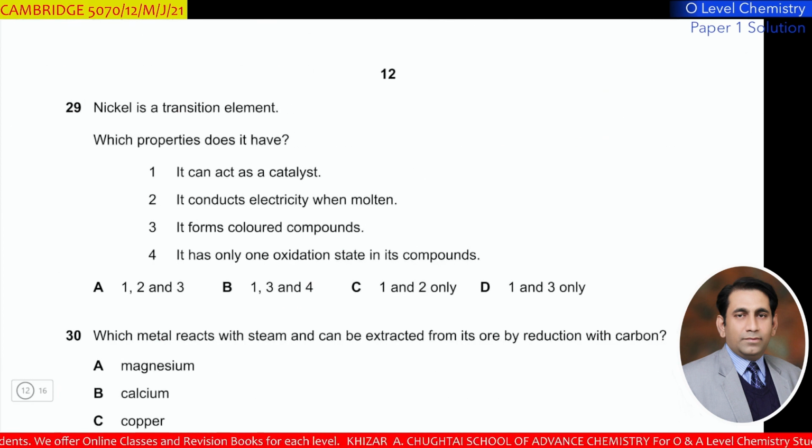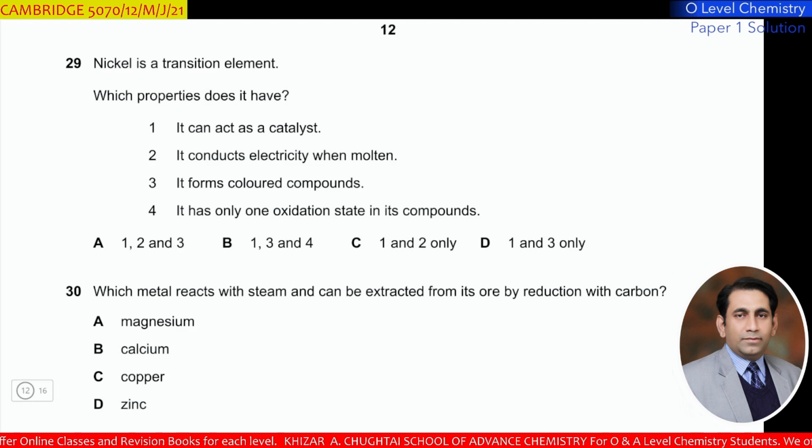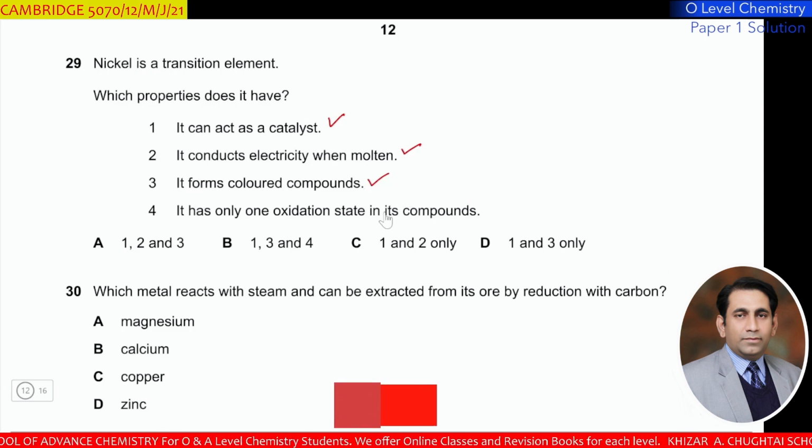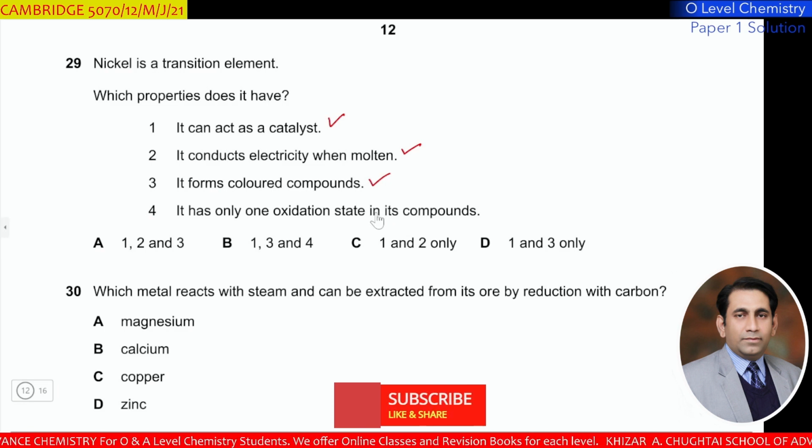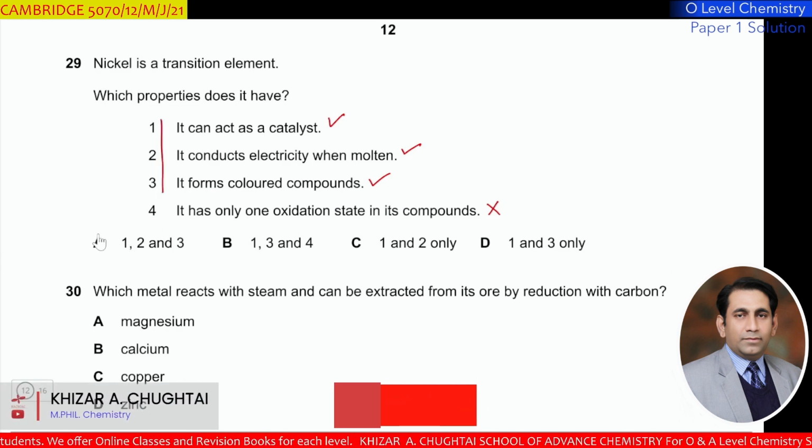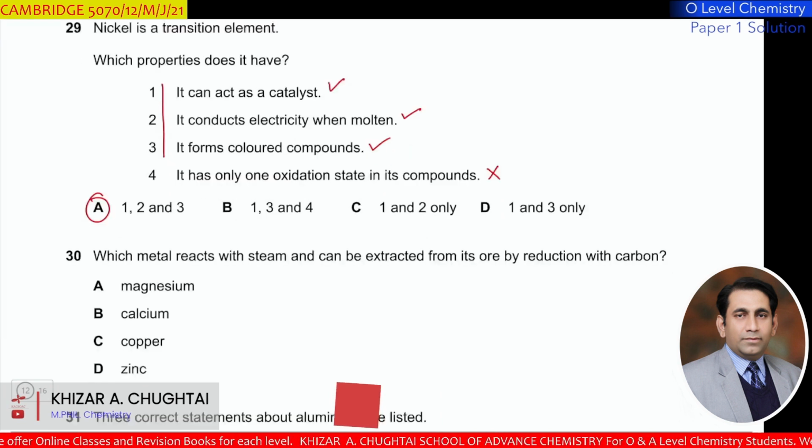Now come toward the next question, 29. Nickel is a transition element. Which property does it have? It can act as a catalyst. Yes, it is true. It conducts electricity when molten and solid, in both cases. Yes, it is true. It forms colored compounds. Yes, it is true because it's a transition element. It has only one oxidation state in its compounds? No, it will show variable oxidation states. So 1, 2, 3, A is the correct option.